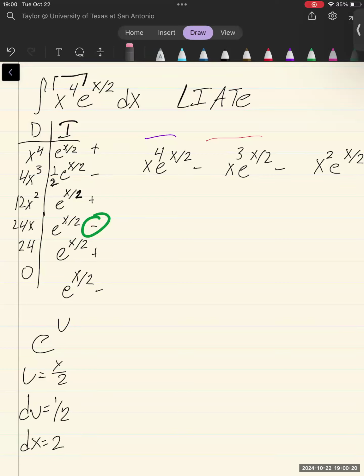Nope, I had it right the first time. 2, 4, 6, nope, not 6, 8. Reverse chain rule? No, this is reverse product rule. Yep, so I had it right the first time. Sorry, guys. And just double check, always double check.